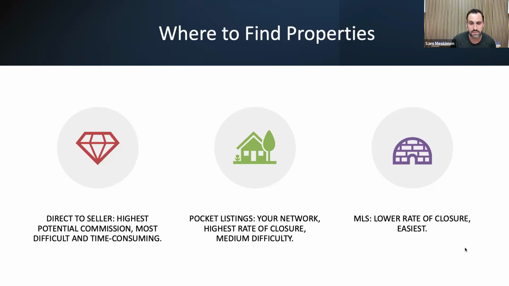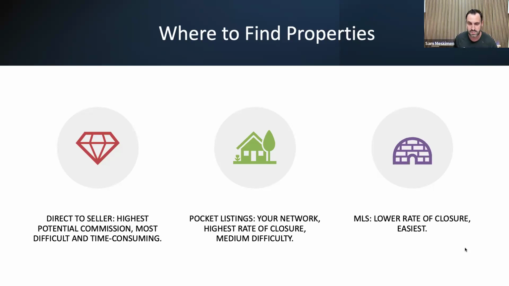Then the very last one, MLS. Obviously those are open market, with the lowest rate of closure. There's a lot of visibility on the MLS, but they're the easiest. There's no reason you shouldn't be able to find a fixer for us every single day. They're on the market, and a lot of listing agents put specific buzzwords and terms in those listings. I'm going to talk about how we look for those in a second, just by using Zillow. I want to keep it as simple as possible.